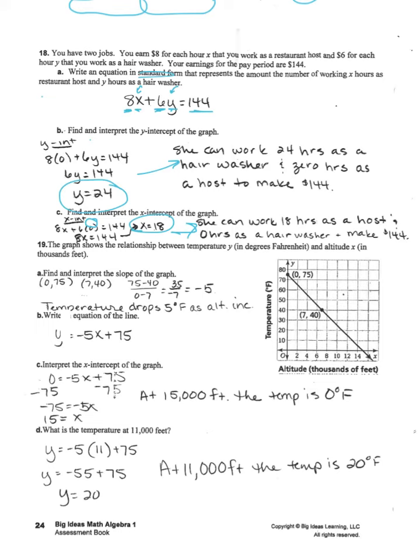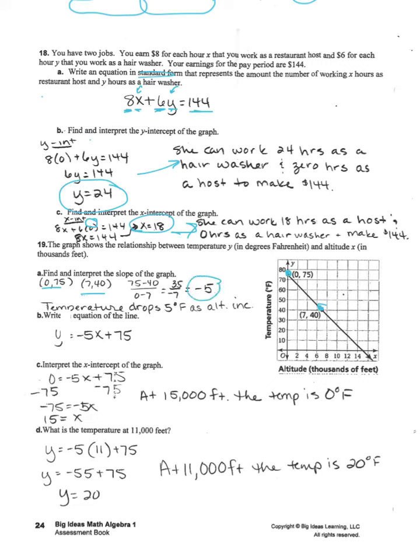The graph at the right shows the relationship between temperature Y in degrees Fahrenheit and altitude X in thousands of feet. Find and interpret the slope of the graph. My suggestion, take the 2 points, as opposed to trying to do rise over run. Take the 2 points, so (0, 75) and (15, 0). Change in Y over change in X will get you -5.